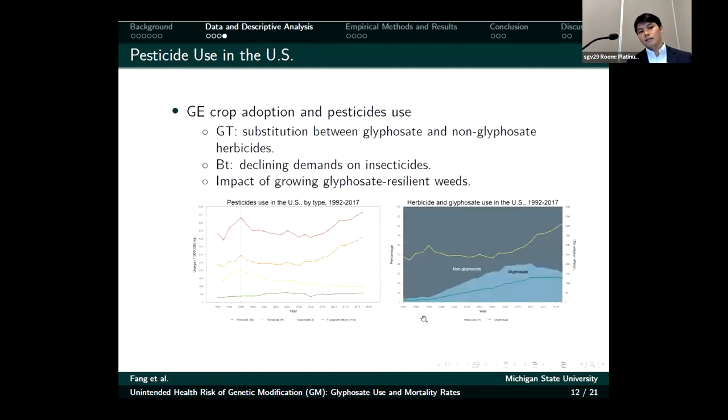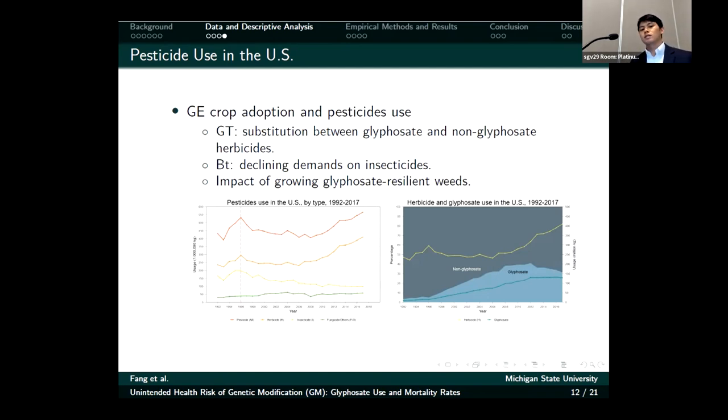If we look at the changes in pesticide use patterns, the yellow line represents the changes in insecticide use. This is basically associated with the wide adoption of BT traits. However, it's more complicated for herbicide use. The changes in herbicide use are mainly driven by two factors. The first is the substitution effect between glyphosate and non-glyphosate after the GT traits are adopted more.